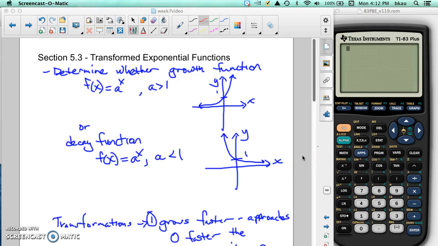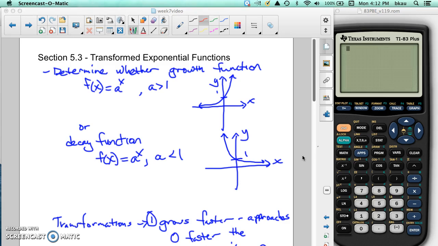Hello and welcome back. We're going to take a look at those basic exponential functions in this section, but we're going to transform them. We're going to move them right and left, up and down, just as we did with the power functions and we did with quadratics and absolute values. All of those functions that we transformed, we're going to do the same thing with exponential functions.